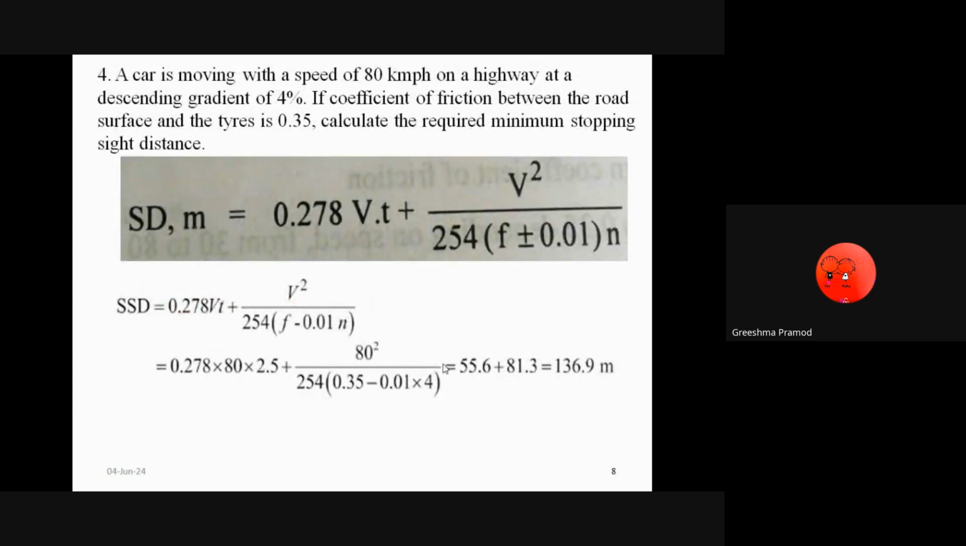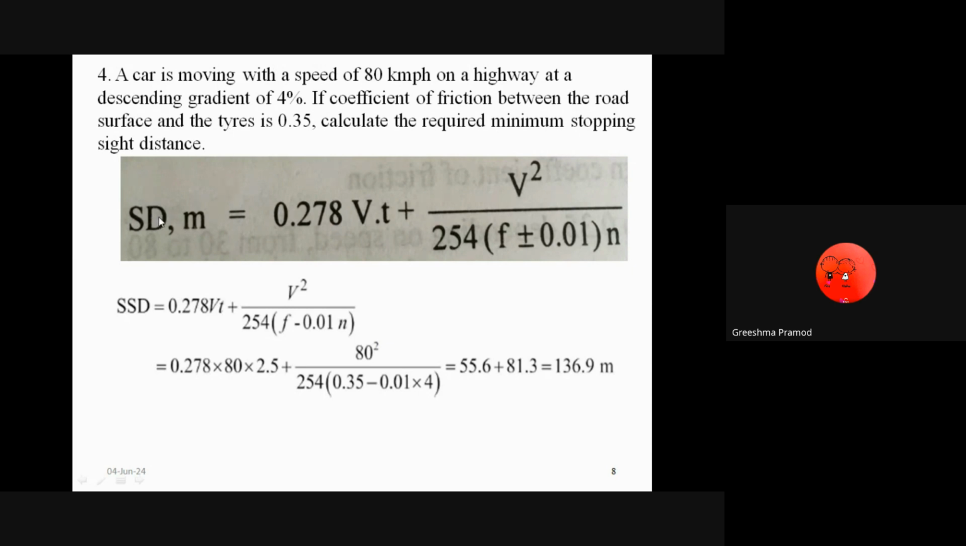There's a problem on stopping sight distance. A car is moving with a speed of 80 km per hour on a highway at a descending gradient of 4%. If the coefficient of friction between the road surface and the tire is 0.35, calculate the required minimum stopping sight distance. The basic formula to find the stopping sight distance is 0.278 Vt plus V square by 254 f. Here the gradient is given to you, which is a descending gradient.